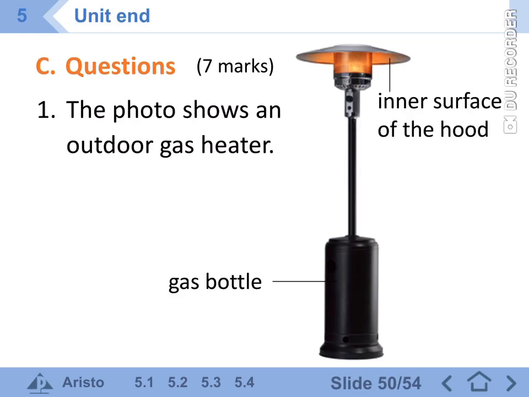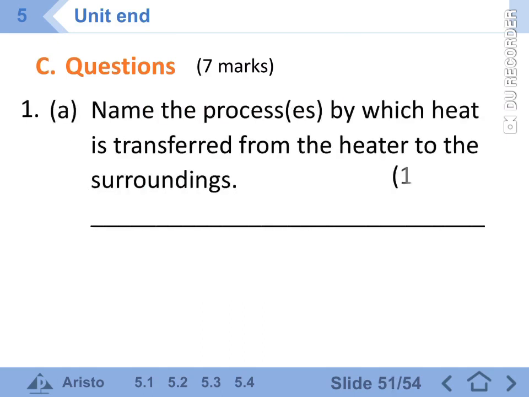Okay, in question C here, question 1, we've got this kind of lampstand. Actually, it generates a lot of heat. It's a heater. The heat will burn on the top, and then it will be coming from the hood, coming back down. Okay, so let's take a look. Now, name the process by which the heat is transferred from the heater to the surroundings. Here, actually, it's not by convection, it's by radiation.